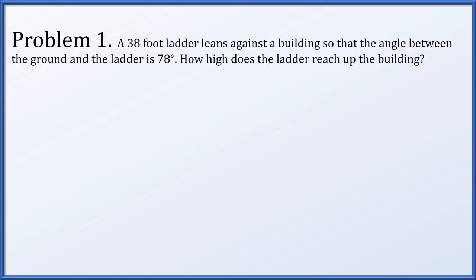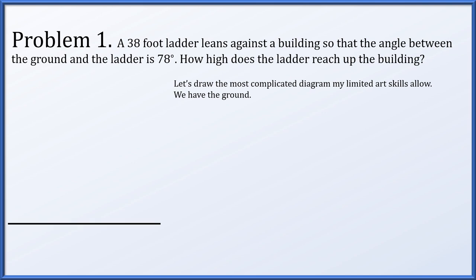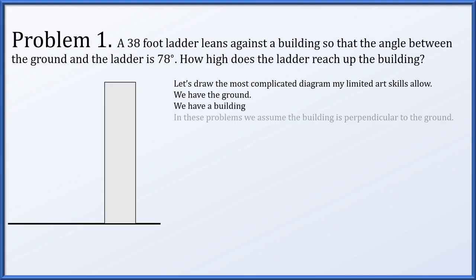Problem 1. A 38-foot ladder leans against a building so that the angle between the ground and the ladder is 78 degrees. How high does the ladder reach up the building? So we're going to draw a diagram. It'll make this problem a lot easier to follow. So we have the ground. There it is. We have a building. All right. And generally, we're assuming buildings are perpendicular to the ground, so we've got a right angle.